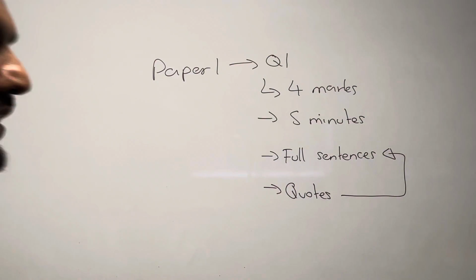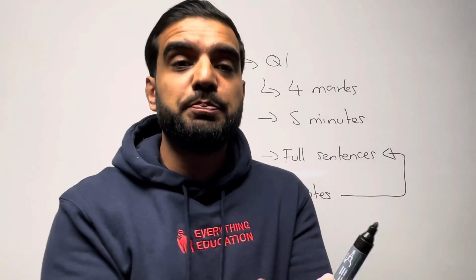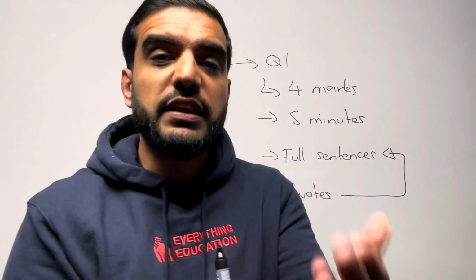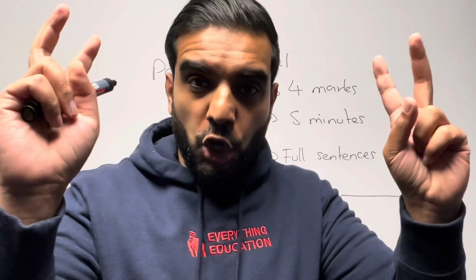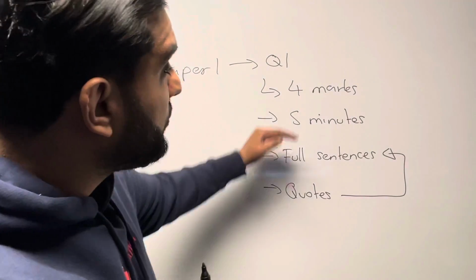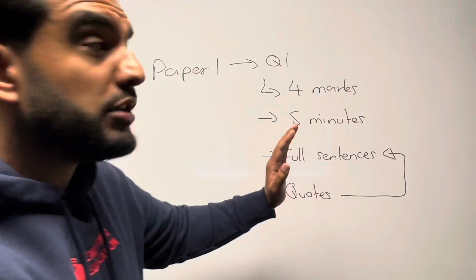So for example, if it says, how does the writer describe the weather? Don't just pick the quote cold and put the word cold. Say, the weather is described as being, quotation marks, cold. So write in full sentences, guys, use quotes, 4 marks, 5 minutes. That's the basic outline of question number 1.